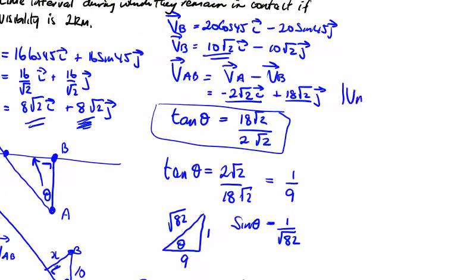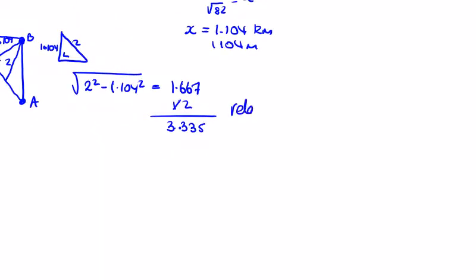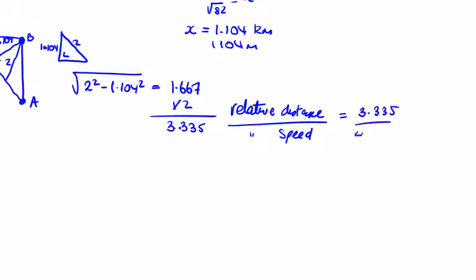I don't think we got the magnitude of the velocity here. We didn't, so the magnitude of the velocity of A relative to B is the square root of 2 root 2 squared plus 18 root 2 squared, and this works out to be 4 root 41. So we bring this down. Relative distance over relative speed is going to be my 3.335 divided by 4 root 41, and that's going to give me 0.1302.